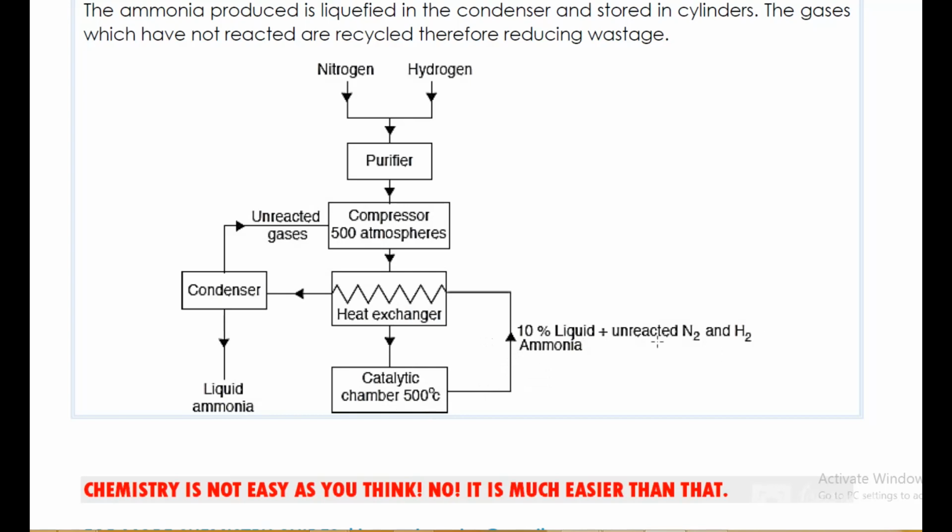The nitrogen which has not reacted and the hydrogen go through the heat exchanger where the heat they come with from the catalytic chamber is removed. The heat that is removed here from this unreacted nitrogen and hydrogen is used to heat the new nitrogen and hydrogen that is coming. And then it goes through the condenser where the hot ammonia is condensed, is cooled, and then collected as liquid ammonia.